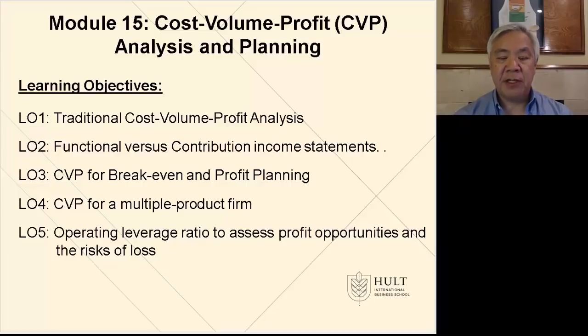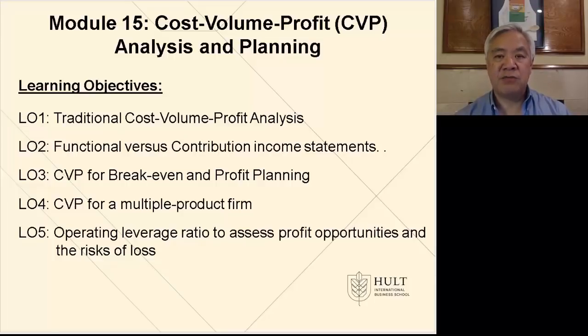Learning objective 3, we're going to jump into how to do the CVP for break-even and scenarios in profit planning. And learning objective 4 is looking at what would happen if you have multiple products. Break-even is usually done for one product. It's fairly straightforward, but most companies have more than one product. So we'll do an illustration of one way to simplify that task short of massive computer programming. And LO5 is looking at a measure called degree of operating leverage.